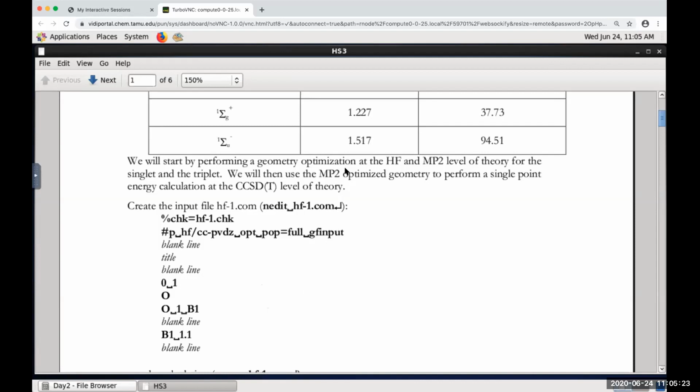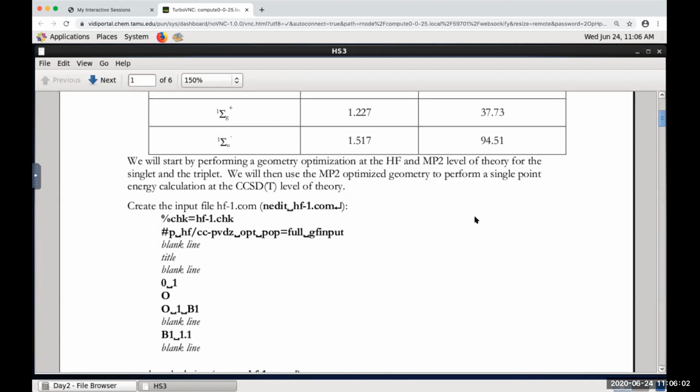And then we're going to use the MP2 optimized geometry to perform something called a single point energy calculation. What a single point energy calculation means is that you are going to calculate the CCSD(T) corrected energy, but you're not going to change the geometry. So this is making the grand assumption that the MP2 optimized geometry is a reasonable geometry to correct the energy at the CCSD(T) level. This is commonly done, and often this is a good assumption.